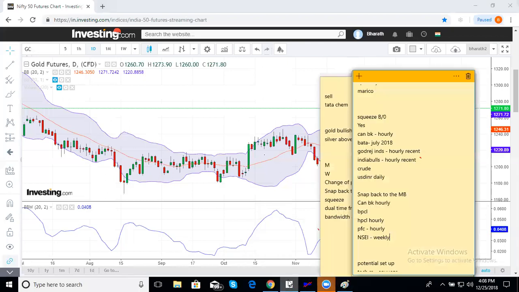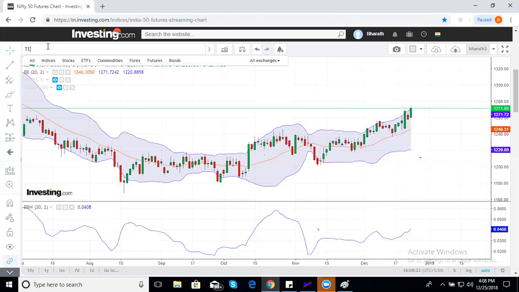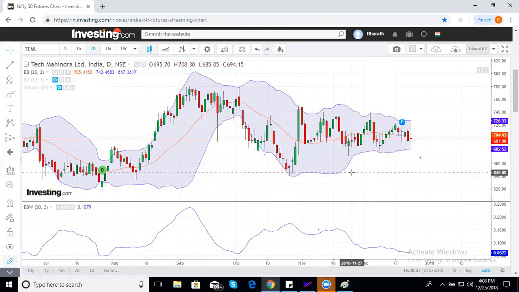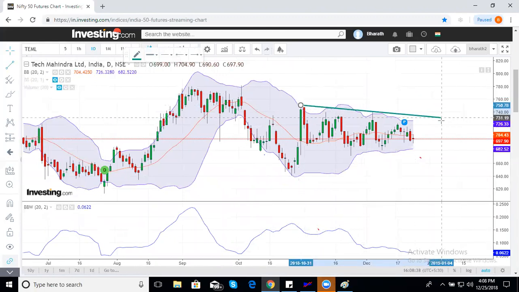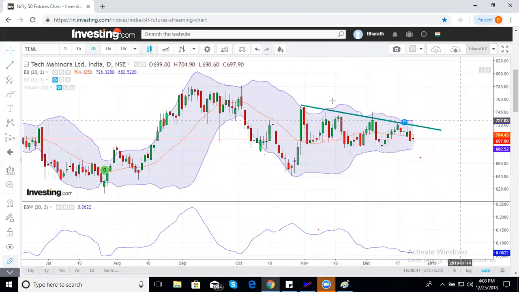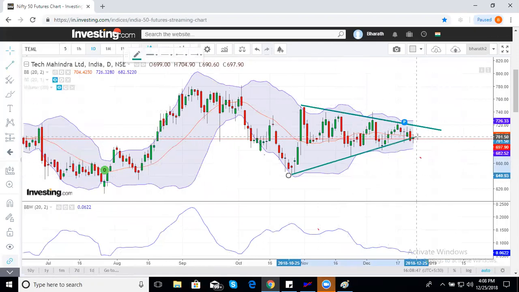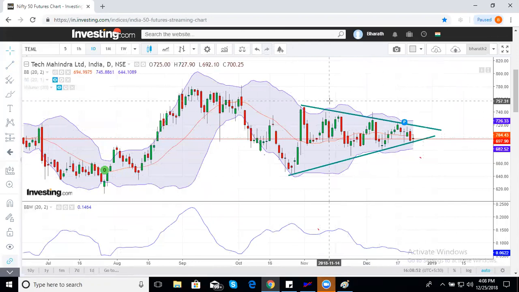Let me give you 1-2 examples. Tech Mahindra is getting into a squeeze pattern now. Look at this. Look at the bandwidth. It is lowest, right? What is happening here? If you have learned something on Dow theory, what is this called? I'm just matching the tops and matching the bottoms. Is it not a triangle? Triangle. And Bollinger Band is getting squeezed.